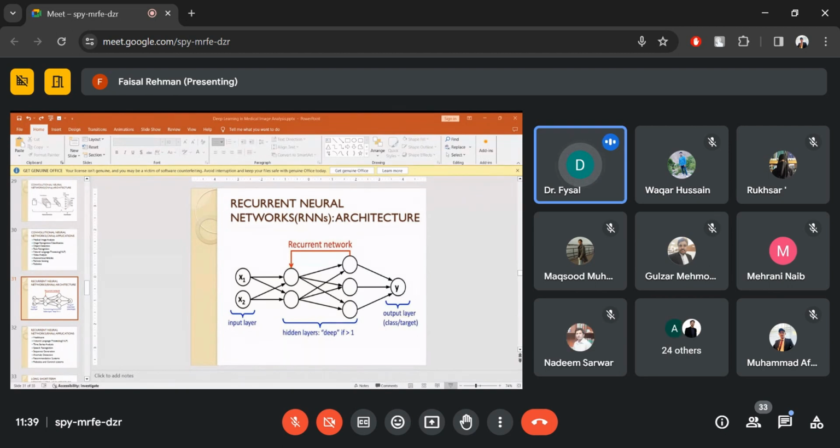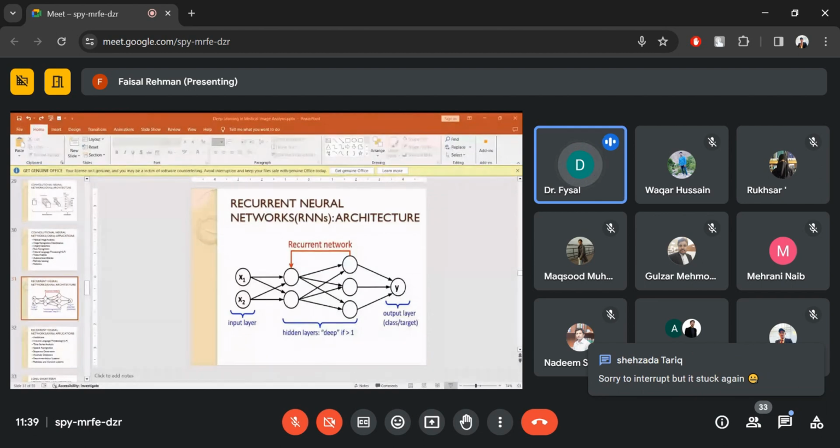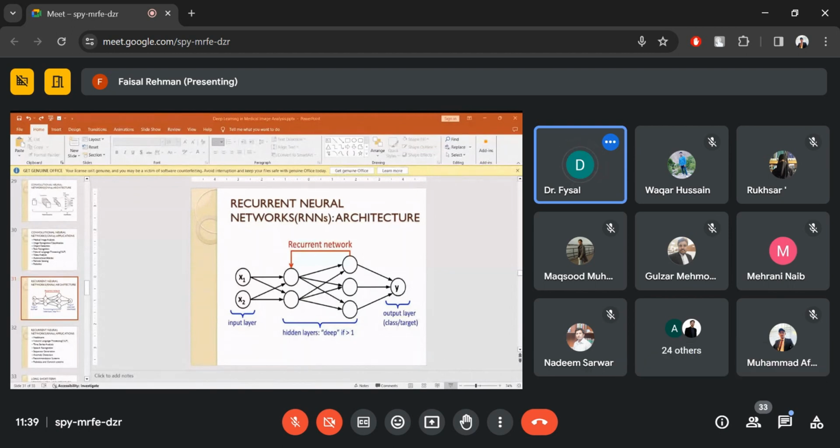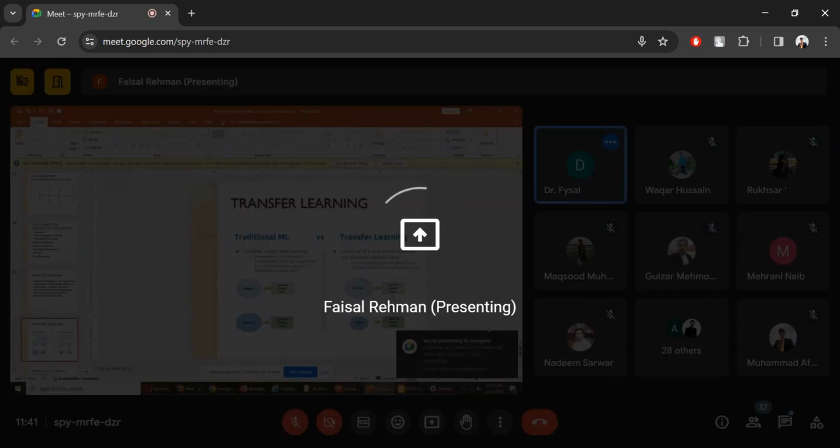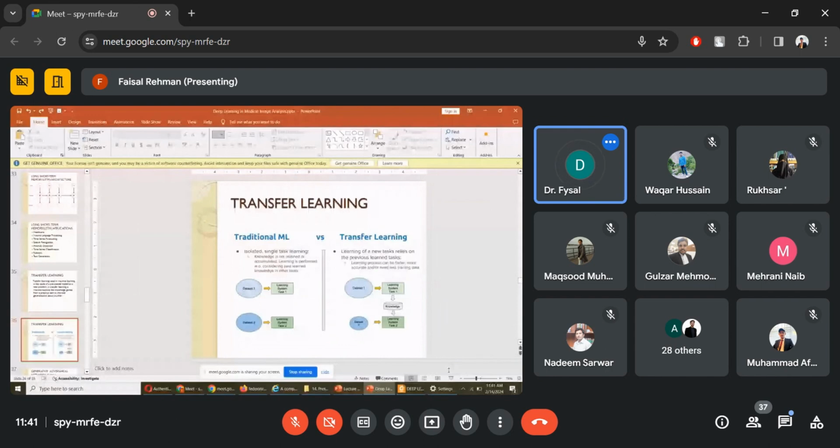Now, transfer learning is, I don't know why the screen is... My screen is not working again. I think now it is better.